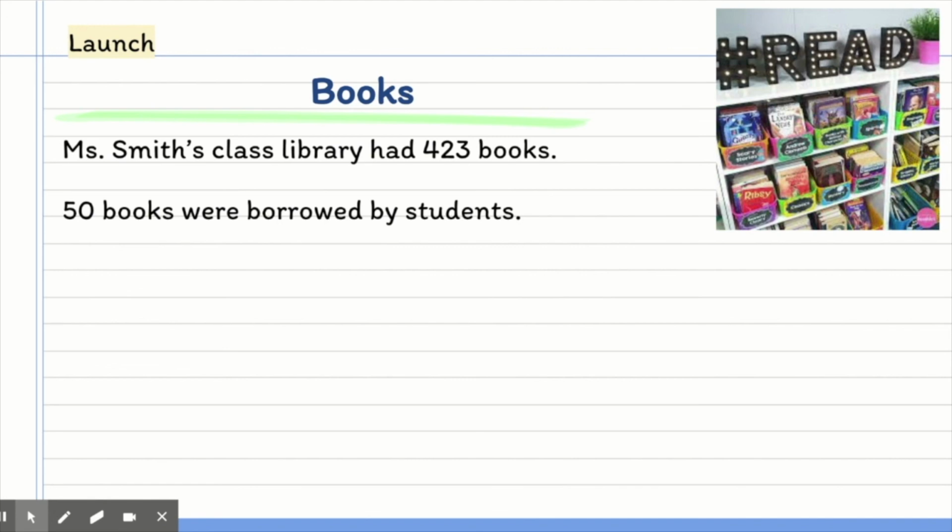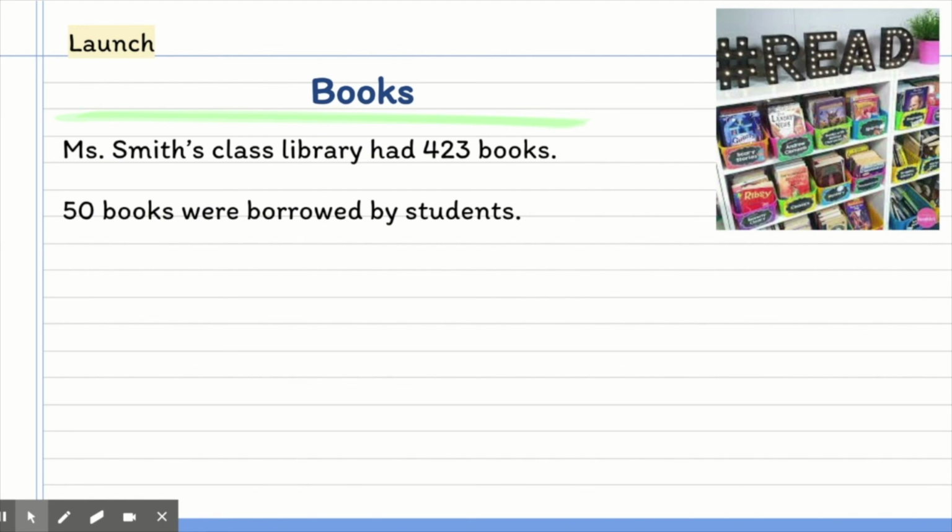Second, we'll pull out the quantities and the units. The quantities are the numbers. The units are what's connected to those numbers. So the quantity 423, the units are books. In the second sentence, 50 books, the 50 are the quantities and the books are the units.